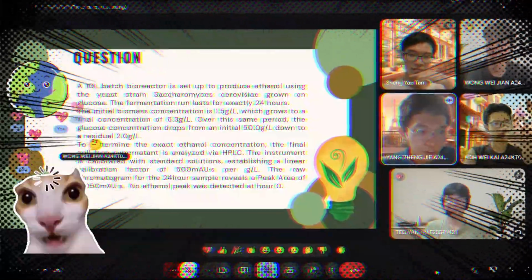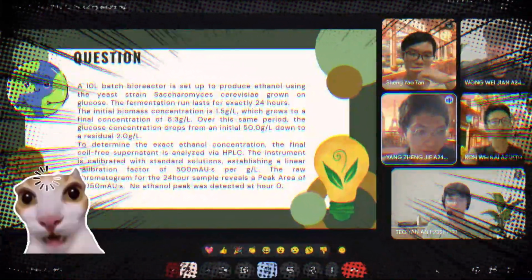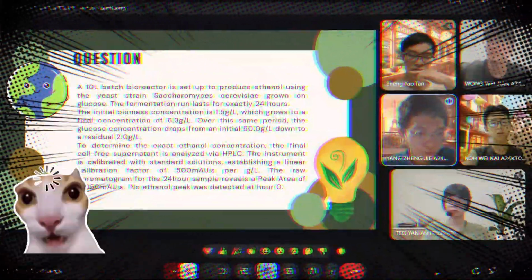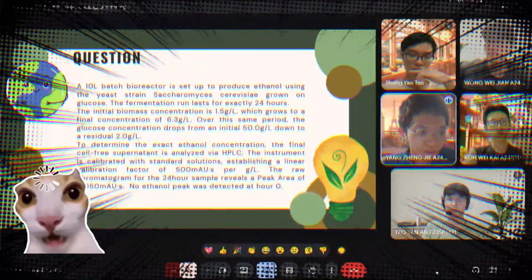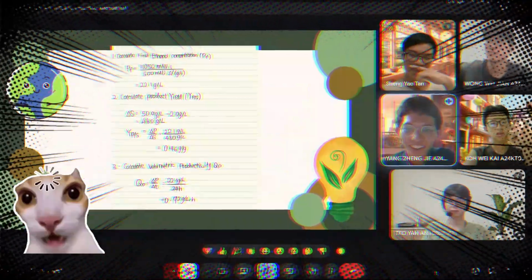To determine the exact ethanol concentration, the final cell-free supernatant is analyzed via HPLC. The instrument is calibrated with standard solutions, establishing a linear calibration factor of 500 mAu·s per gram per liter. Then the raw chromatogram for the 24-hour sample reveals a peak area of 1105 kilo mAu·s. No ethanol peak was detected at time 0. So step 1 is to calculate the final ethanol concentration.